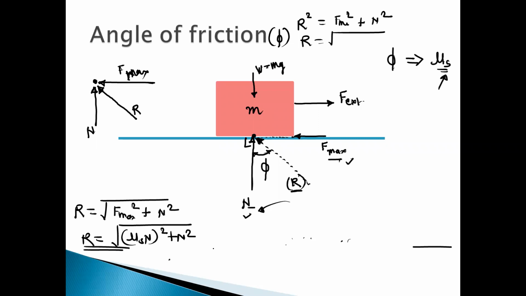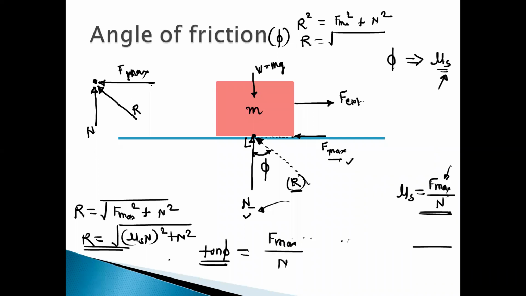Now what is the formula for the static friction? We have mu s is equal to F max upon normal reaction. This is the static coefficient of friction, limiting force of friction upon the normal reaction. Now if I use here tan phi, so what is tan phi? We can write by observing this diagram, this is equal to F max upon normal reaction.